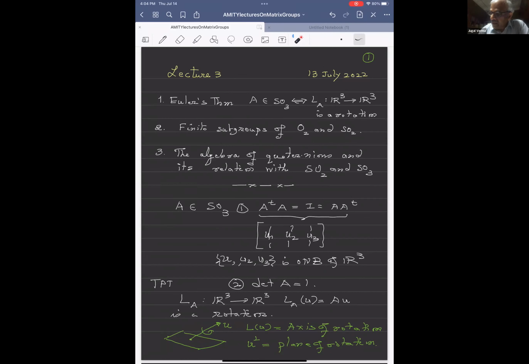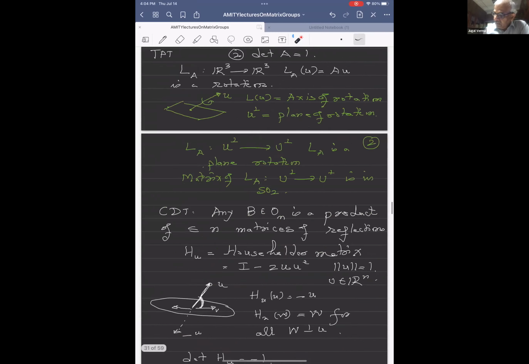Let me review what we did quickly last time. We understood this result of Euler at least one way: an orthogonal 3 by 3 matrix of determinant 1, that means a matrix in SO3, then the linear transformation induced by that from R3 to R3 is a rotation. I also discussed finite subgroups of the orthogonal group O2 and the special orthogonal group SO2, and I introduced the quaternions.